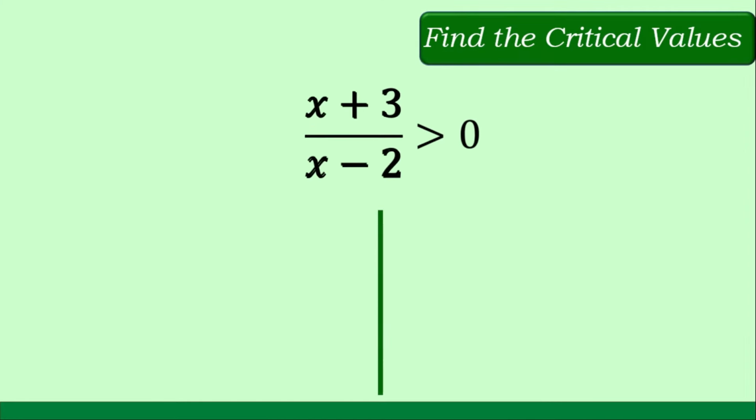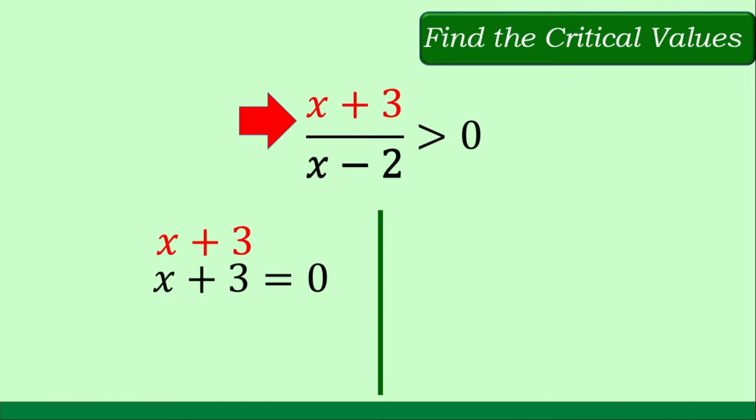Let's look into that. And let's focus on the numerator first. Let's take that out like this. That's x plus 3. We will equate that to 0. And we will find the value of x. So here, we will subtract 3 to both sides to find x, which is -3.